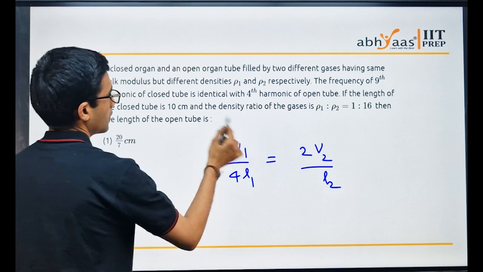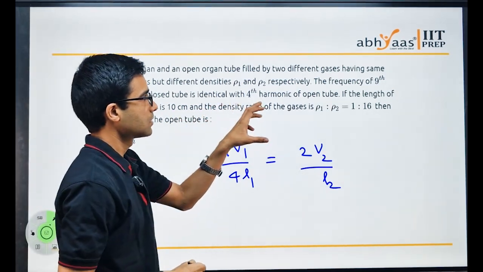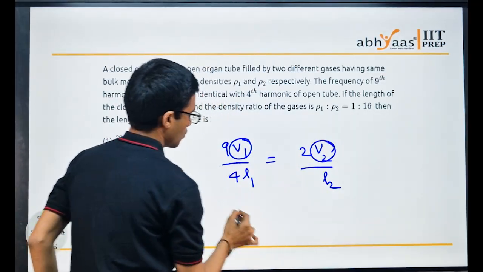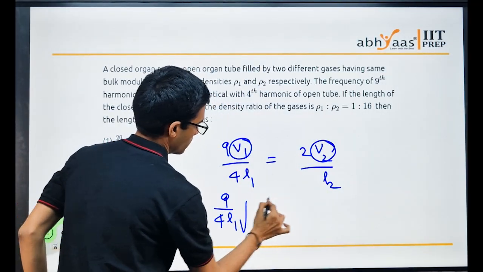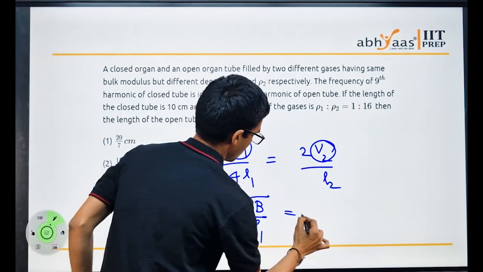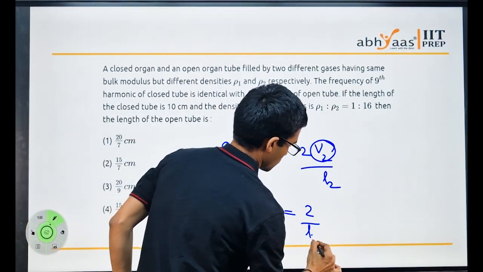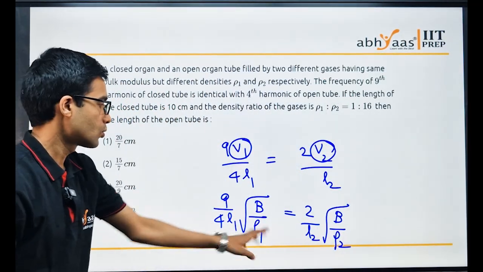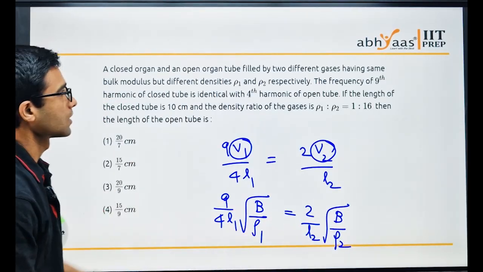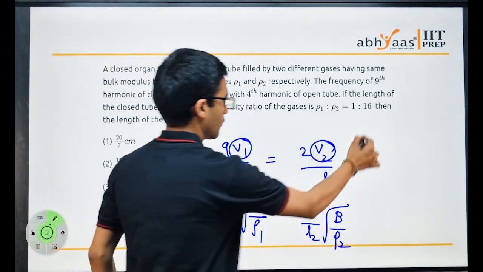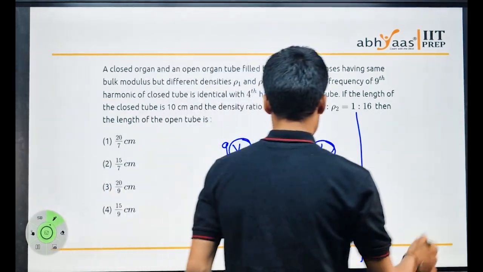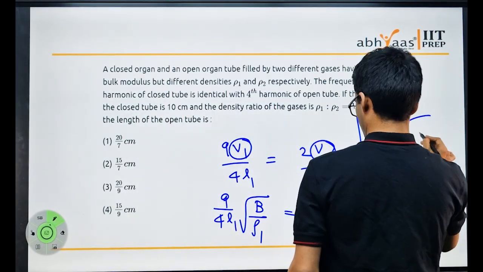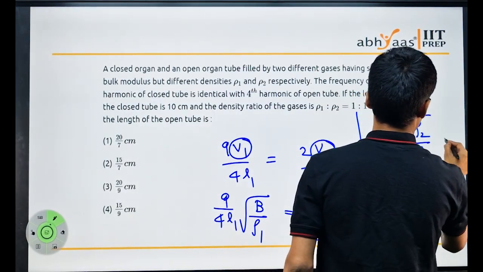Then, he has given the bulk modulus and densities, that's why I'm changing V1 and V2: 9 by 4L1 root B by rho 1 is equal to 2 by L2 root B by rho 2. So a simple thing, he is asking for L2, and he has given L1 and the ratio rho 1 by rho 2. Finally, if you rearrange the terms, you'll get 9 by 8 L1 root rho 2 by rho 1 is equal to L2.